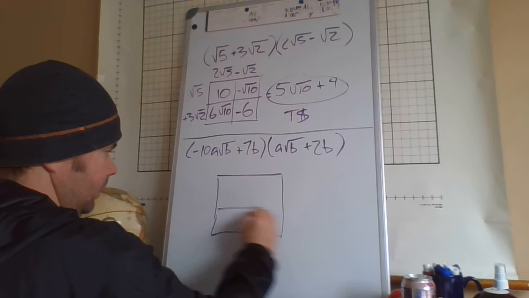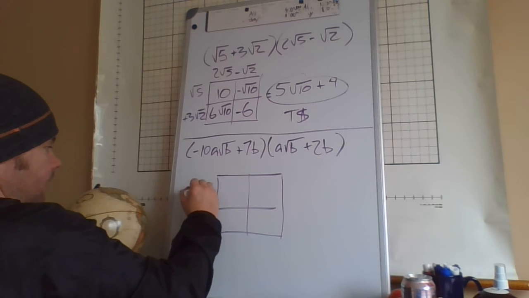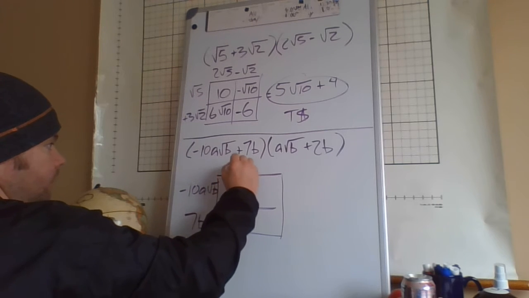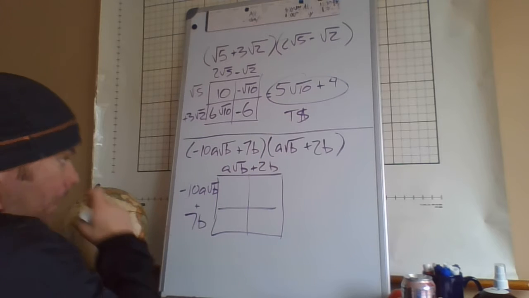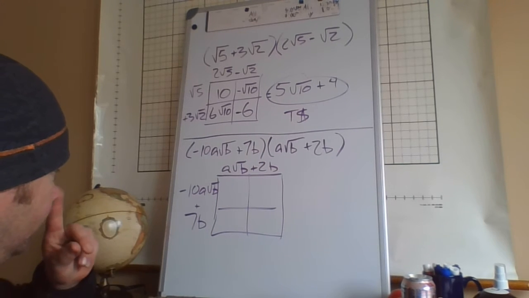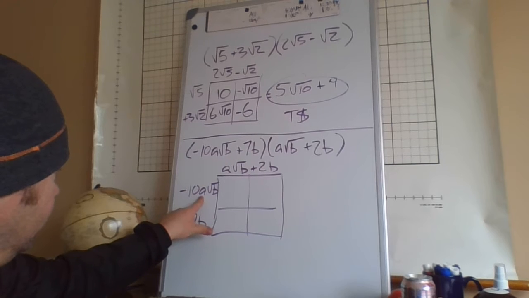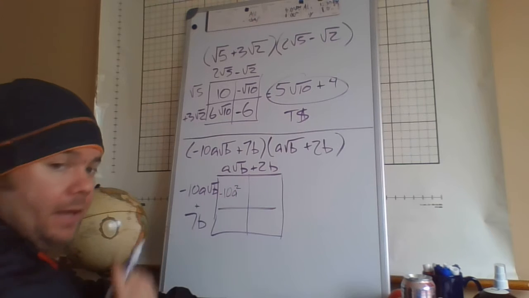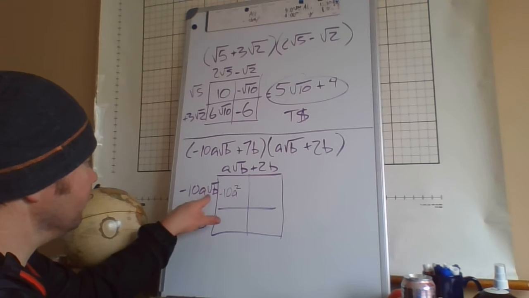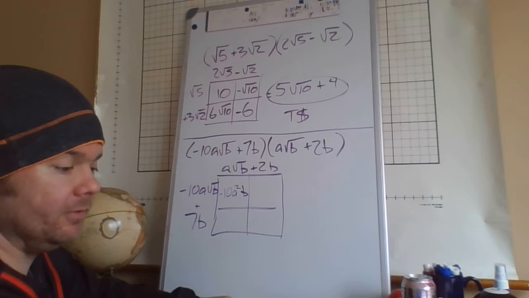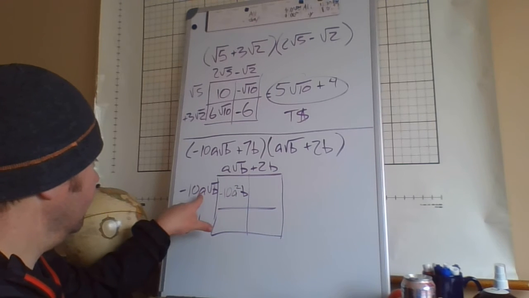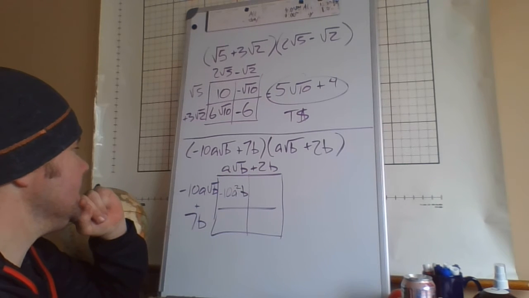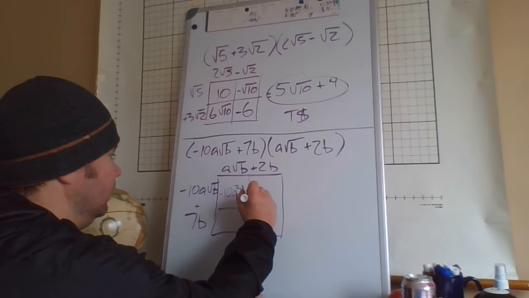All right. Here's my box. Negative 10a times the square root of b plus 7b. And then a times the square root of b plus 2b. Okay. Take a close look at this. Negative 10a times a is negative 10a squared. And then square root of b times square root of b, that's b. Negative 10a times 2b, negative 20ab.